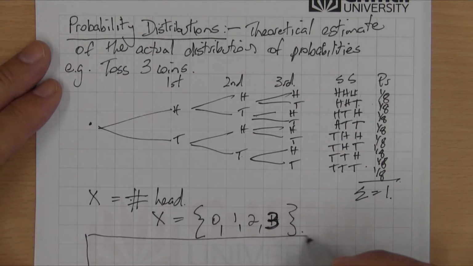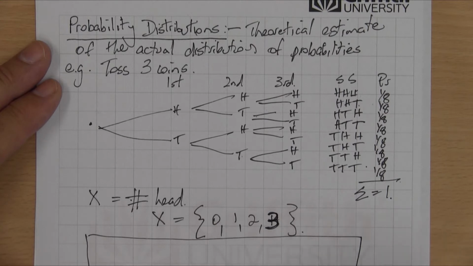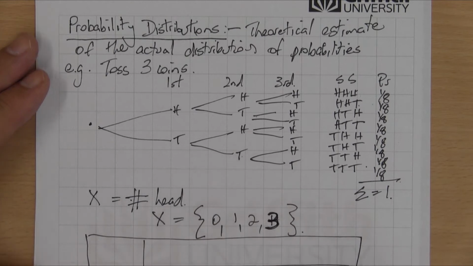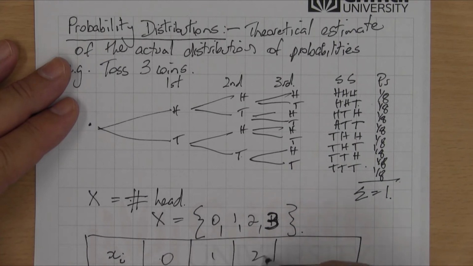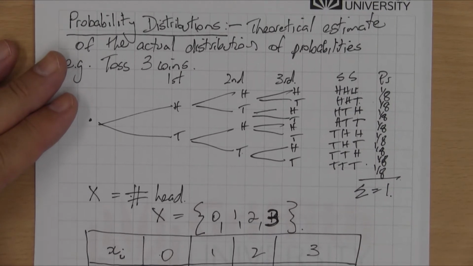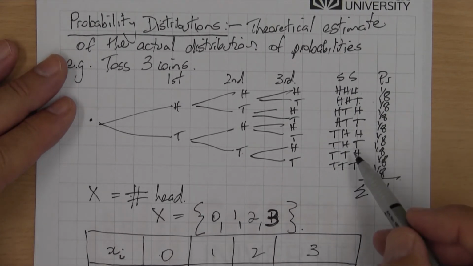So what we could do is put that in a table. And we could have little xi being the different values of X. So this will be little x1, little x2, so they are all the possibilities for big X. And this would be the probability that X is equal to xi. Okay, so we've said that 0, 1, 2, and 3 are all the different possibilities of xi, that is the number of heads.